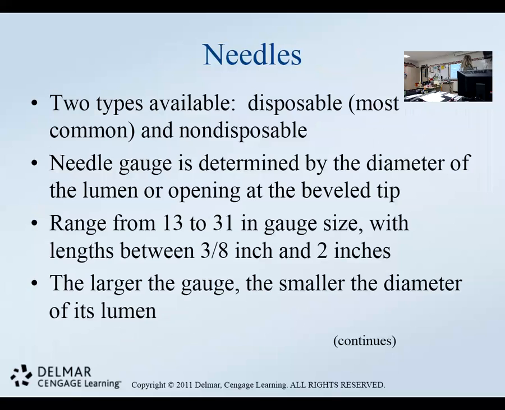Okay, needles. There are two types of needles. We have disposable. Usually that's what we use. We don't really use non-disposable needles anymore, but you go to the jungles in Africa, I've seen them. Needle gauge is determined by the diameter of the lumen or opening at the beveled tip. I'll give you each a syringe to look at. You sterilize it every time. It's not like reusing a disposable needle.